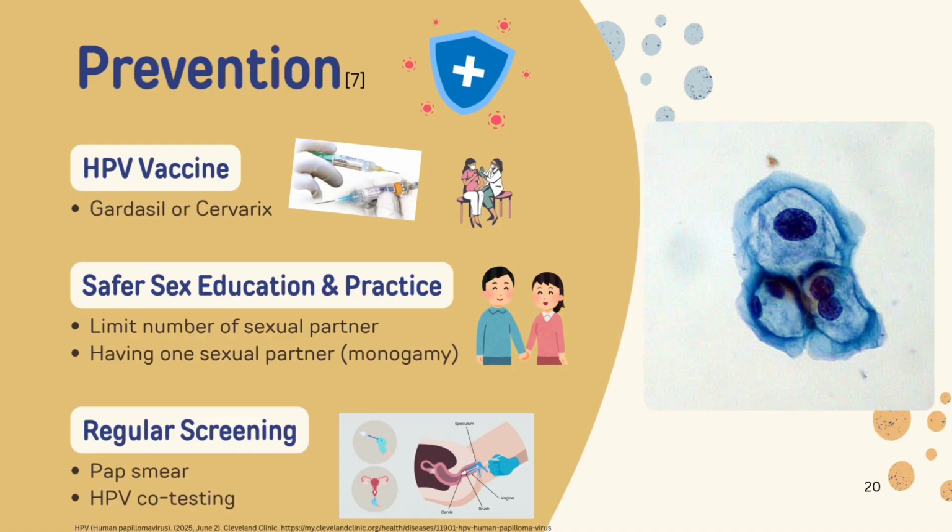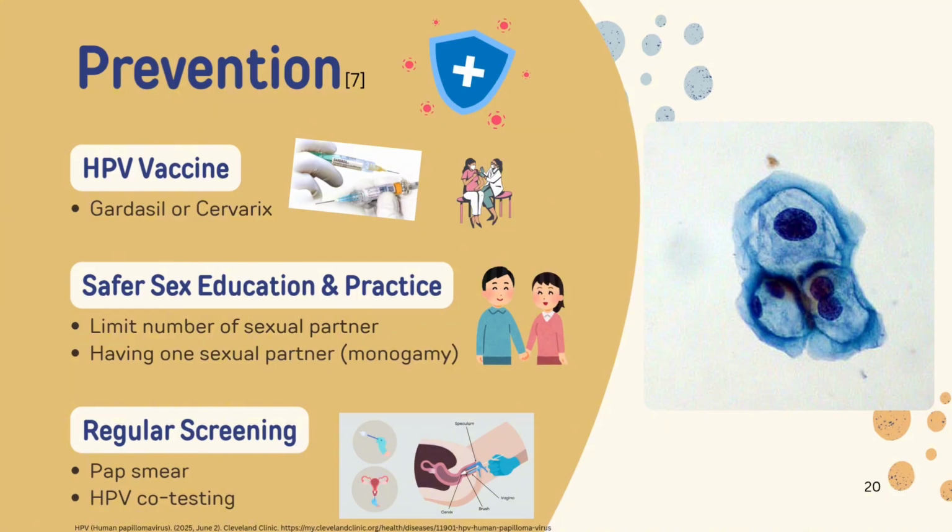The second prevention method is safer sex education and practice. This includes limiting the number of sexual partners and ideally having only one sexual partner, which is known as monogamy. The third strategy is regular screening. Women should undergo Pap smear testing to detect any abnormal cells like koilocytes, and also consider HPV co-testing to check for the presence of high-risk HPV DNA.